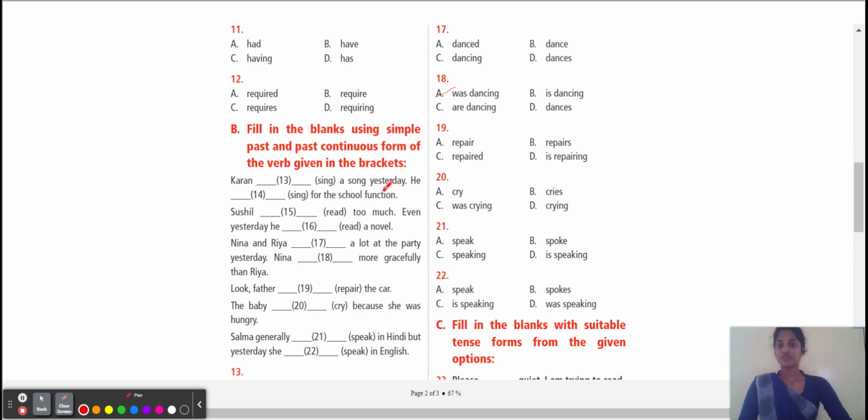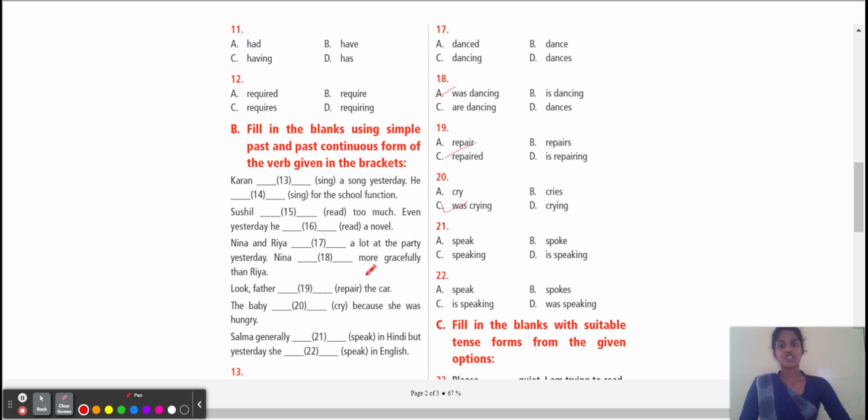19th question: "Last week father dash repair father." The verb is placed in the bracket. Here he repaired. So repaired is the correct form. Why? Because the rest are all present tense. Next one: "The baby dash cried because she was hungry." 20th question options: cry, cries, was crying, be crying. Here cry, cries, crying are all present forms. Was crying is the correct form.